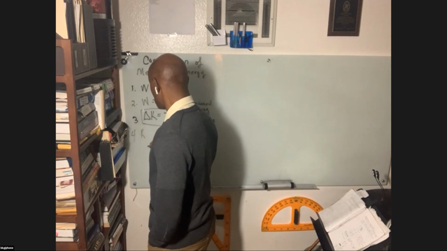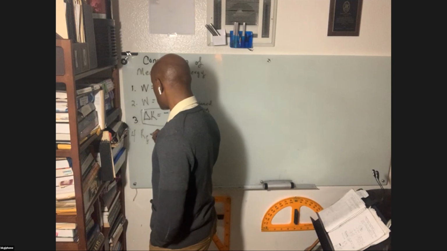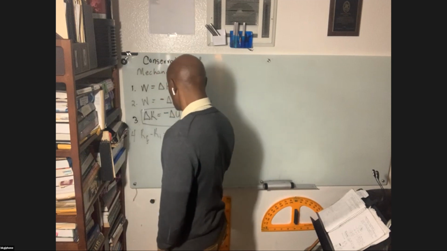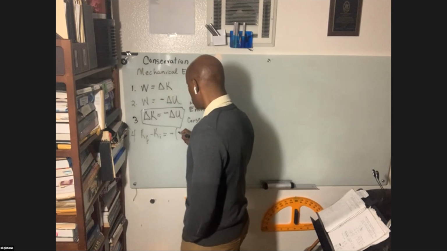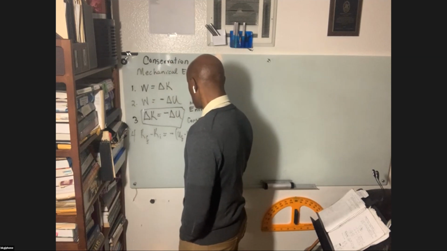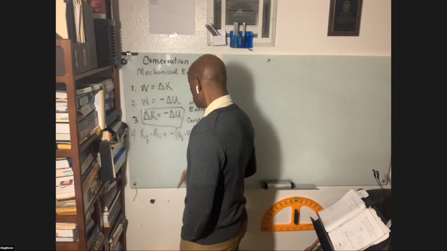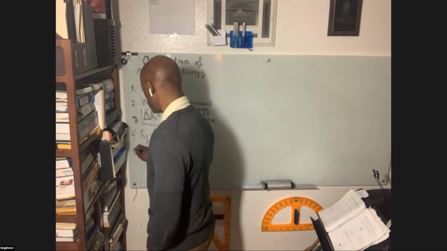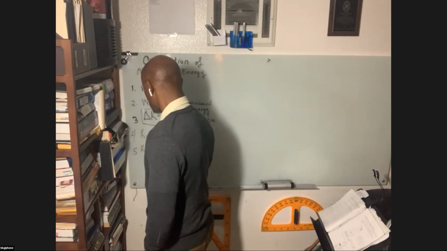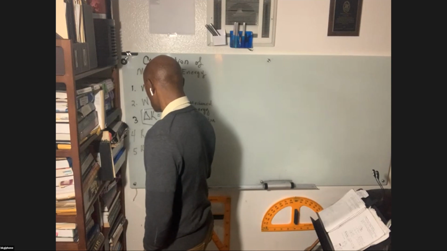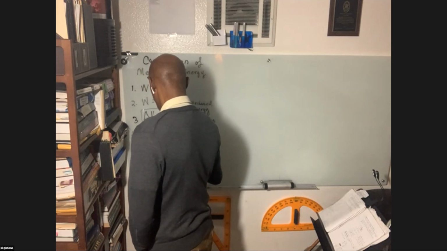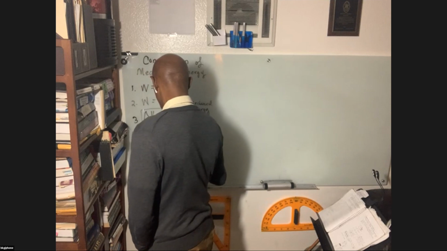Delta K is K final minus K initial, minus delta U, which is U final minus U initial. We'll translate the minus sign through on the right side. So over here, we still have K final minus K initial. Over here, we have U initial minus U final.